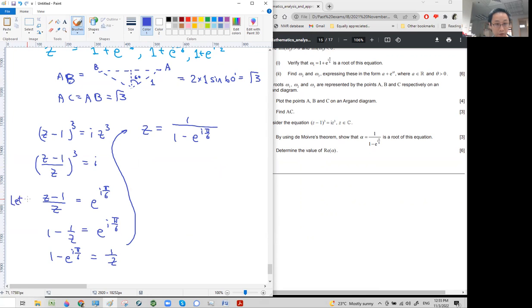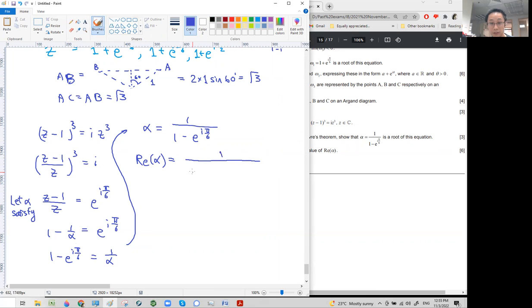We can just let alpha satisfy this, just to communicate our answer more nicely. And then to find the real part, you have to rationalize the right-hand side first to make sure that you have a real denominator. Rationalizing means that you have to convert the denominator back to Cartesian form. Cos pi over 6 is 30 degrees. Well, cos 30 is some ugly surd expression, so I'll probably just leave it like this, and then use trig identities later on.